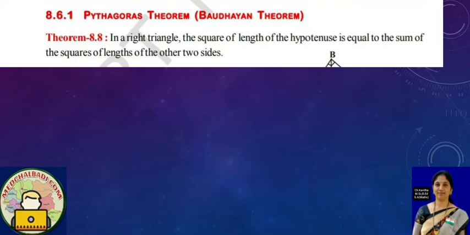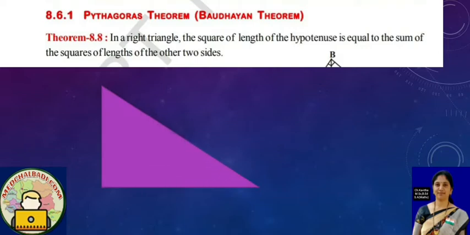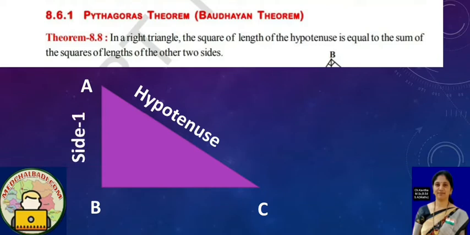Now in trigonometric problems, when two sides are given, we can use this theorem to find the third side. Just see the theorem. In a right triangle, the square of the length of the hypotenuse is equal to the sum of the squares of the lengths of the other two sides. That means here we have to consider a right angle triangle, named ABC. Here at B we have the right angle, so we get AC as hypotenuse, and AB is one side and BC is another side.